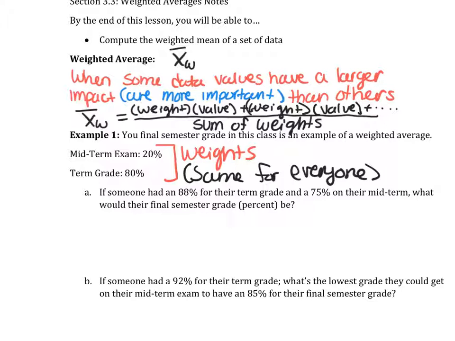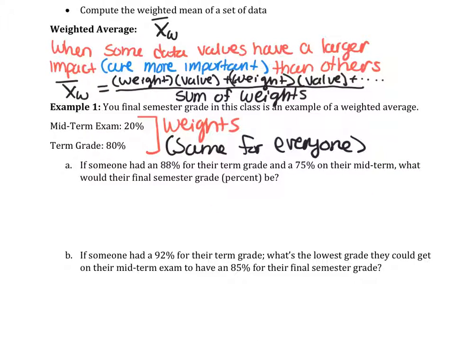Then the values will just be like your individual grades that you get. So letter A here, if someone had an 88% for their term grade and a 75% on their midterm, what would their final semester grade be as a percent? So these specific values to a person, these are the values that we're going to use.